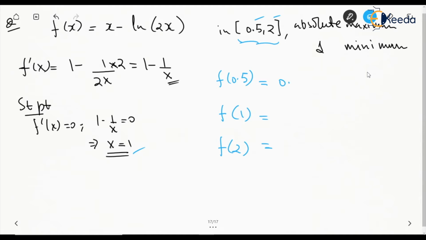This is 0.5, this is 0.306, and this is 0.613. So it is clear that this f of 2 is the absolute maximum, which is having the highest value, and f of 1 is having the lowest value, so it is the absolute minimum.